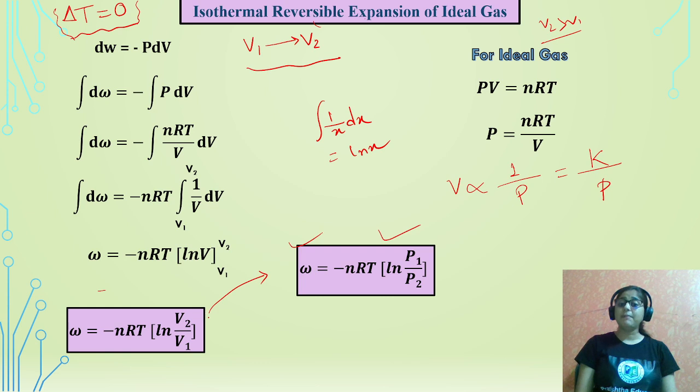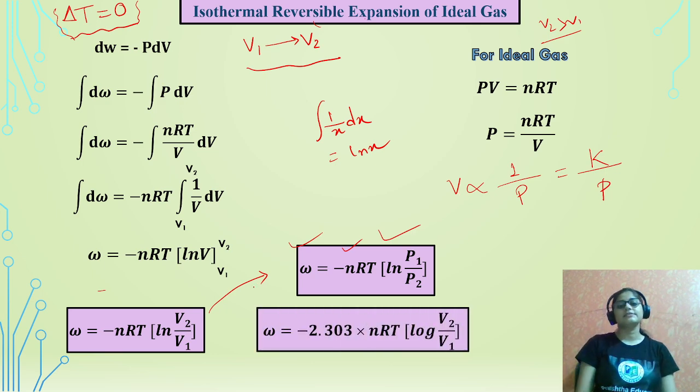When is it applicable? When the question does not give the final and initial volume, but only the final and initial pressure. That time we can use this formula. Okay, and another formula is there. What is this? ln we can change into log, so 2.303 will be multiplied. That's it. So you should remember any one of these formulas, and then we can rearrange it to these two forms.